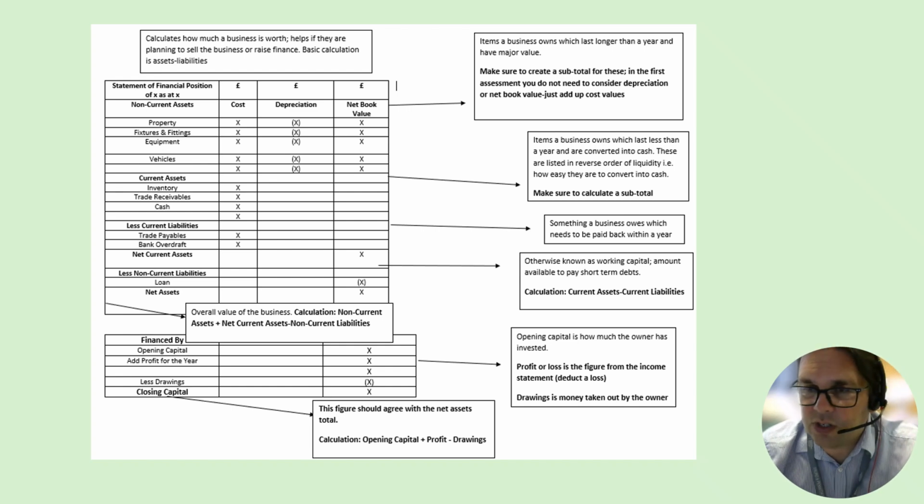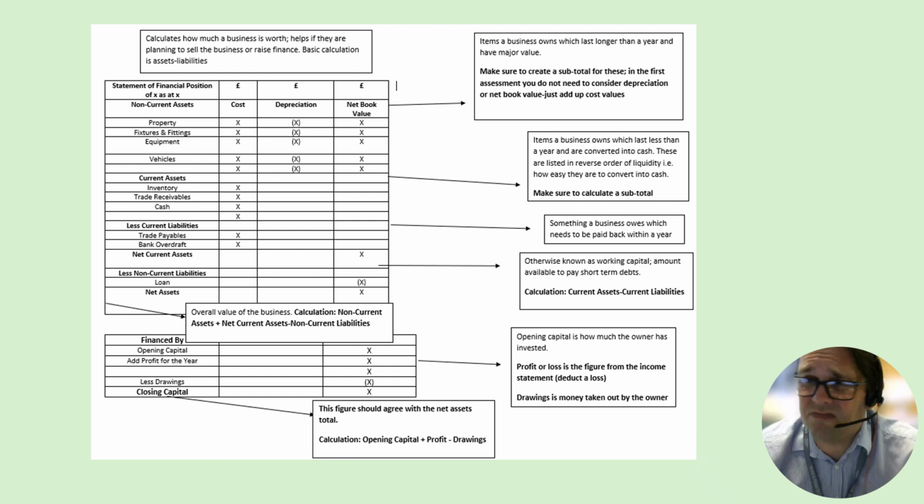We then, depending on the situation of the business, could have non-current liabilities. So non-current liabilities, well, clearly any debts need to be paid back over a year. So usually a loan, you can have a mortgage in there as well, but any long-term debts. The final line of the top half of the statement of financial position is what we call net assets. So net assets is basically how much we're worth. So the general calculation is our non-current assets plus our net current assets. Obviously, it could be negative, but either way, non-current assets plus net current assets less our non-current liabilities. That gives us our net asset valuation.